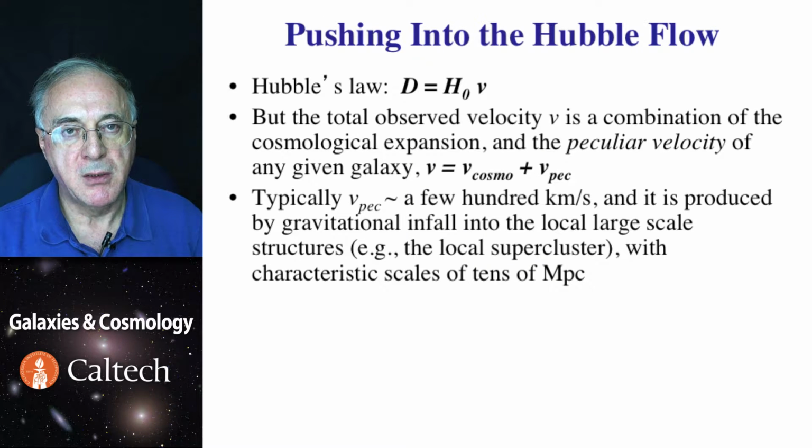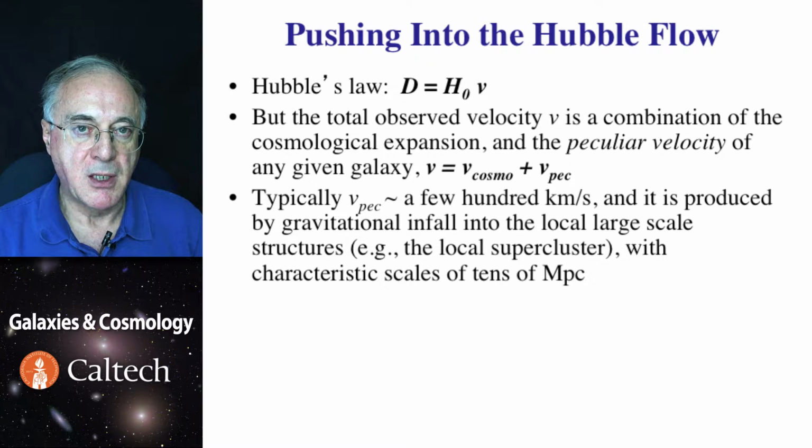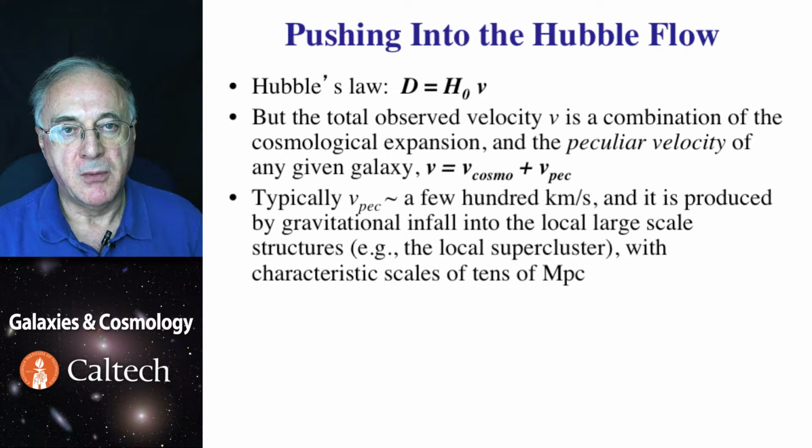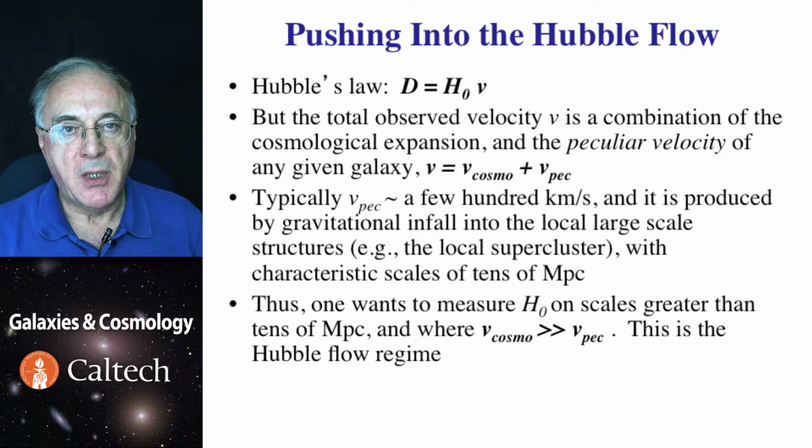Going to larger scales, things pretty much average out, and if the peculiar velocity is a few hundred kilometers per second, a few thousand kilometers per second of Hubble flow would make that 10%. If we go to a few tens of thousands of kilometers per second of recession velocity, then the peculiar velocities will only matter on a percent level. This is why we'd like to measure the Hubble constant to distances that are considerably larger than 100 megaparsecs. And for that, we need some very luminous objects.